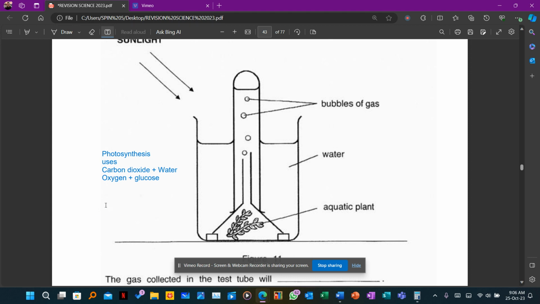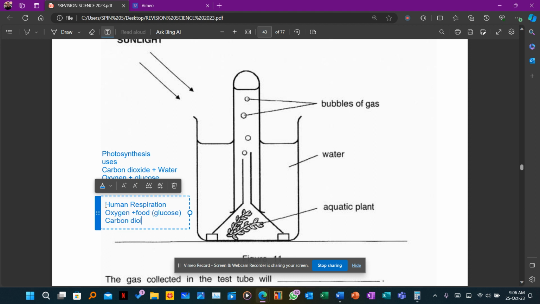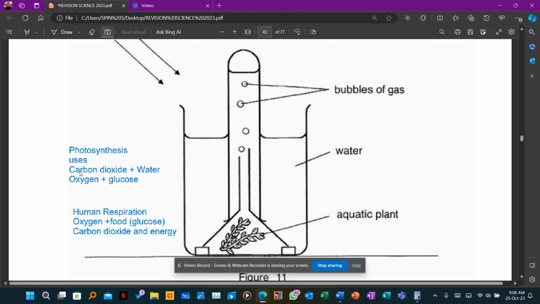For human, we use respiration. I mean, plants do respiration as well, but not as much as other living things. So, in respiration, you use oxygen plus food, which is mostly glucose. And then what happens is that you produce carbon dioxide that you breathe out, and carbon dioxide and energy. So that's how you get energy there.